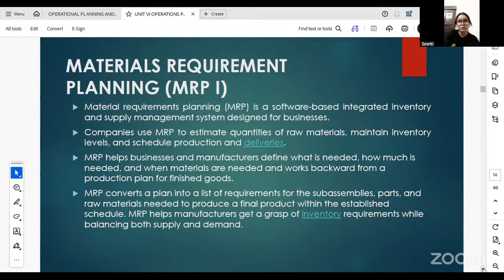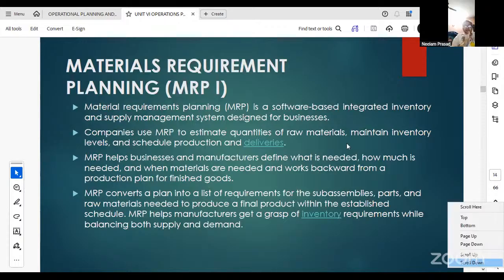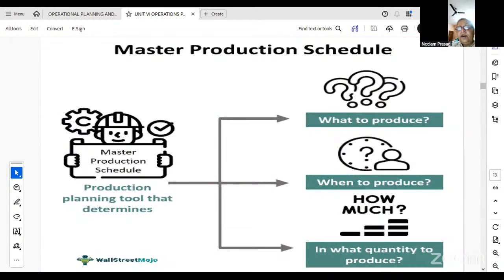Master production diagram, which tells you what three things. Next, take out this diagram. Master production schedule: a production planning tool that determines what to produce, when to produce, and in what quantity to produce.